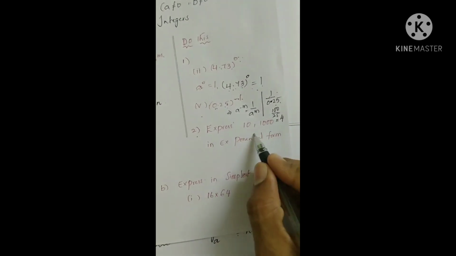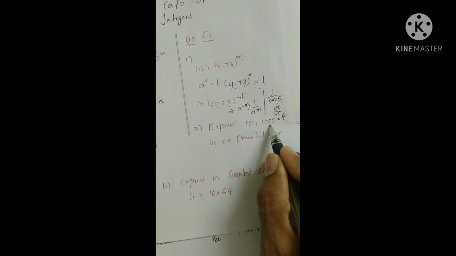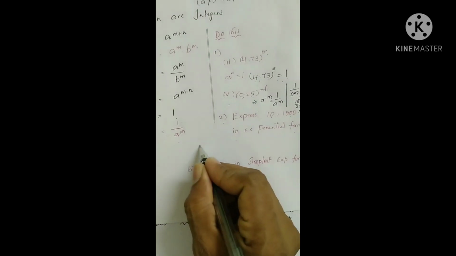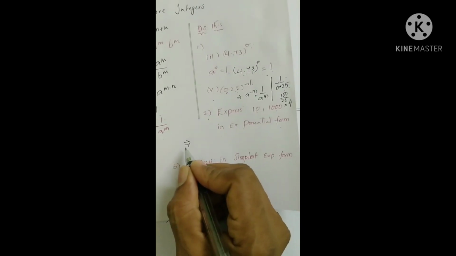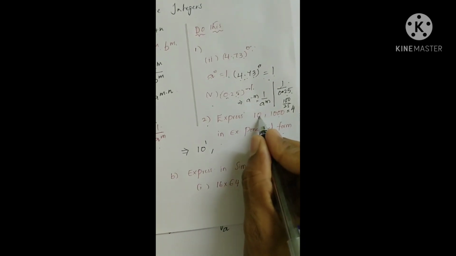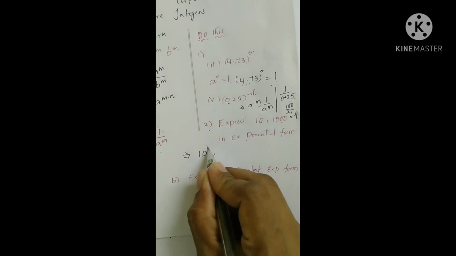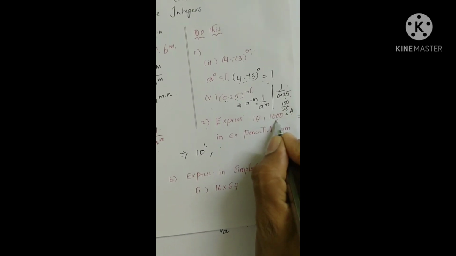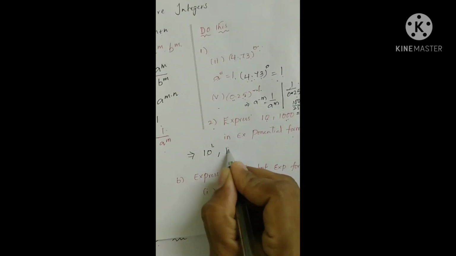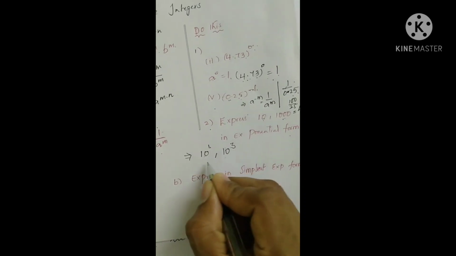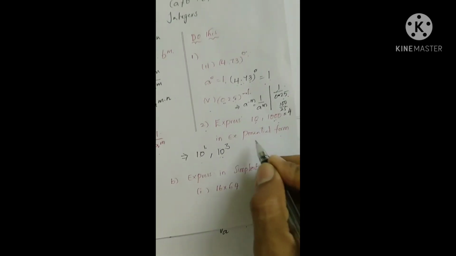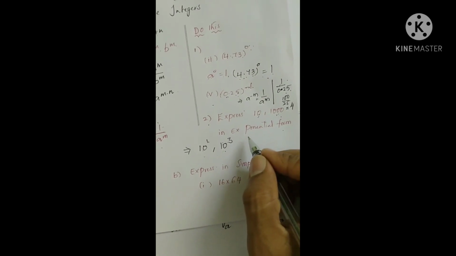Second one: express 10 and 1000 in exponential form. Exponential form means a power n, right? The exponential form of 10 is 10 power 1. 1000 is 10 into 10 into 10, which means 10 power 3. These are the exponential forms of 10 and 1000. The remaining is your homework.